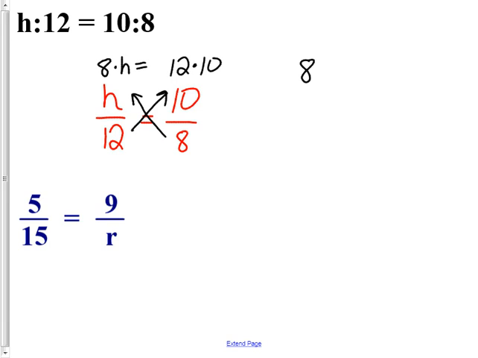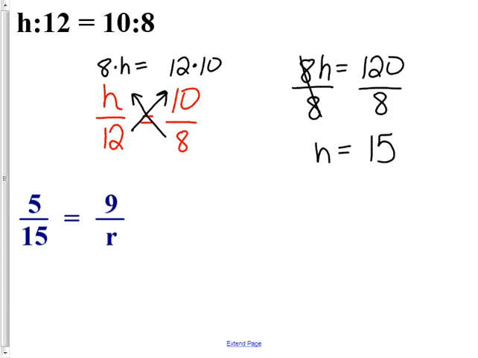So this is telling me 8h equals 12 times 10, which is 120. 8 times h, I need to use the opposite of multiplying by 8, so I'm going to divide by 8 on both sides of the equation, giving me that h equals 15. So in other words, a ratio of 15 to 12 is equal to a ratio of 10 to 8.